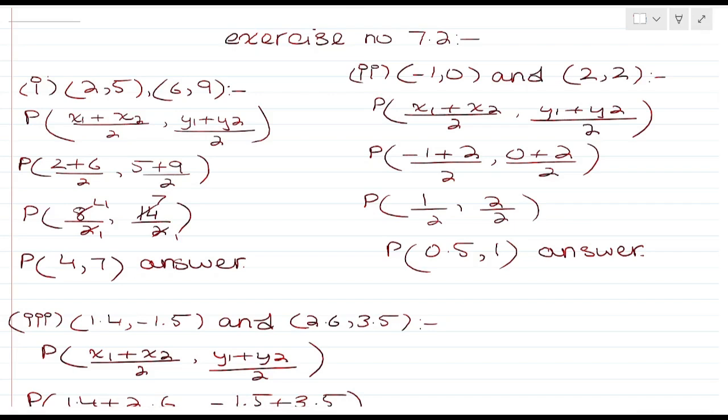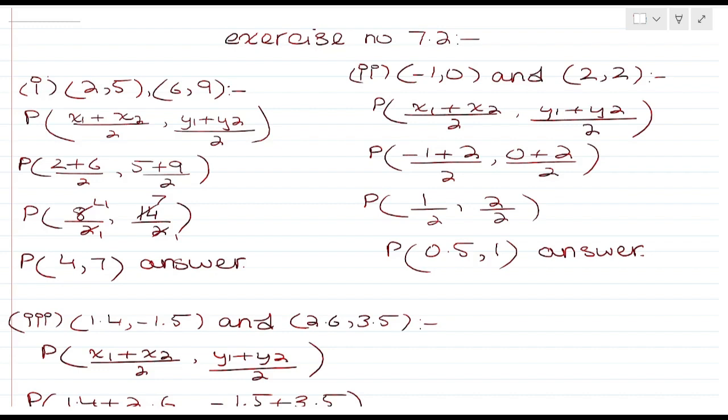Today we are going to be solving exercise number 7.2 from coordinate geometry. Firstly, to start this exercise, you should know the formula of midpoint, which is (x1 plus x2) divided by 2, comma (y1 plus y2) divided by 2.